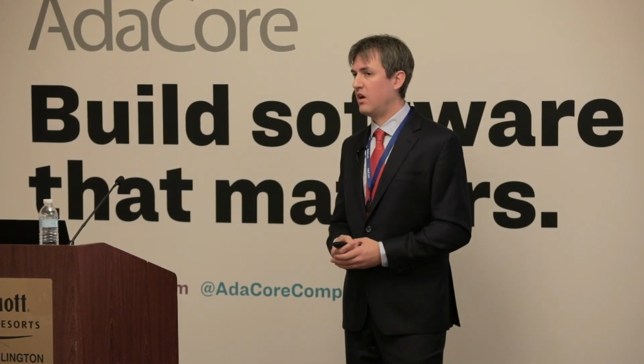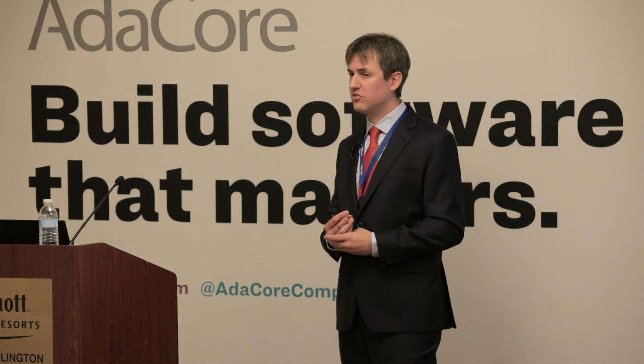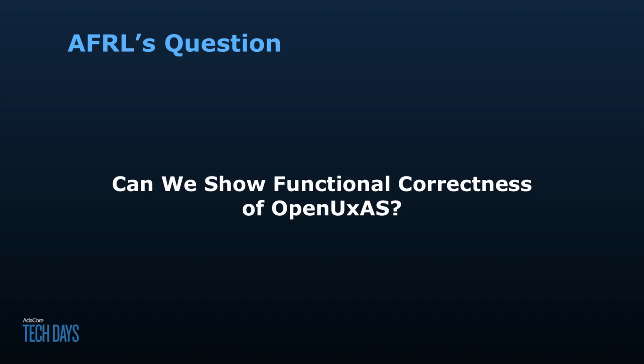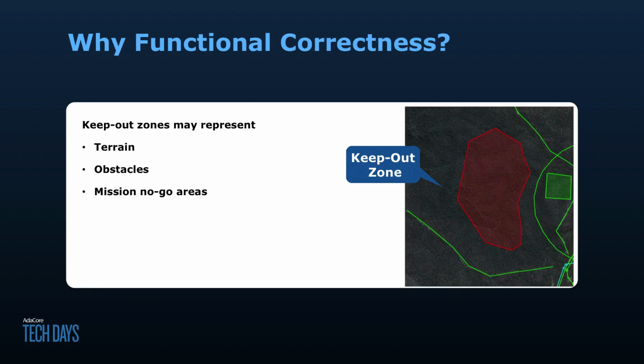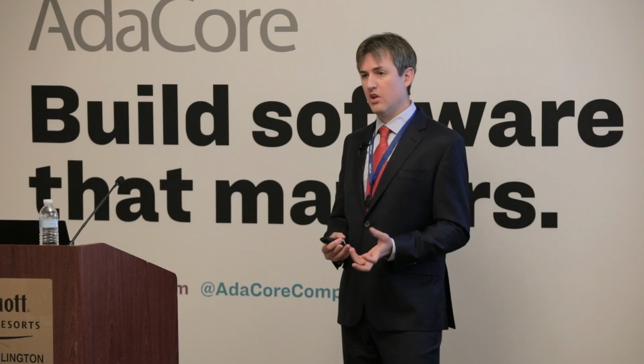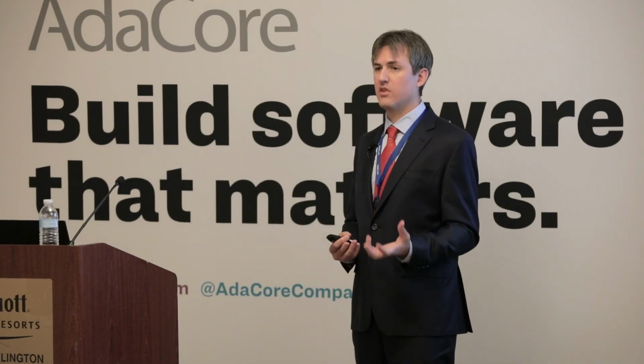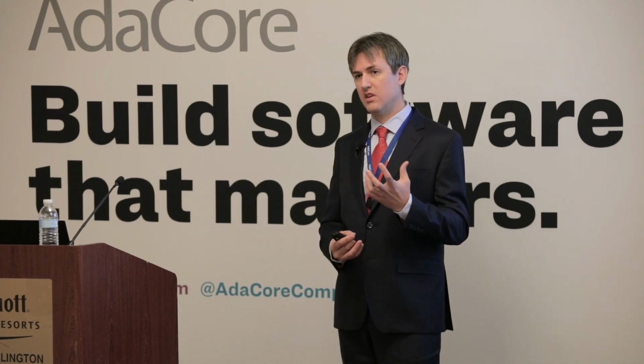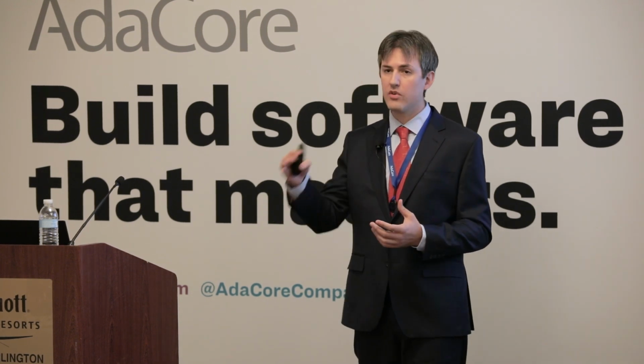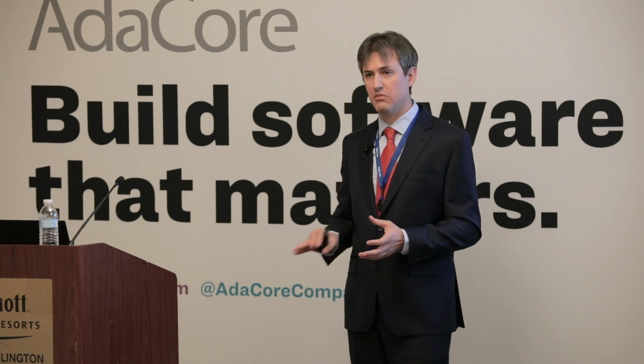Now, with that background in mind, AFRL came to us with a question. Can we show functional correctness of OpenUXAS? Functional correctness is important because these keep-out zones, in particular, may represent terrain, they may represent obstacles, they may represent mission no-go zones. So we could think of these in terms of privacy, for example. We might want to make sure that these aircraft aren't going to be flying over an area where we have privacy concerns or safety concerns.